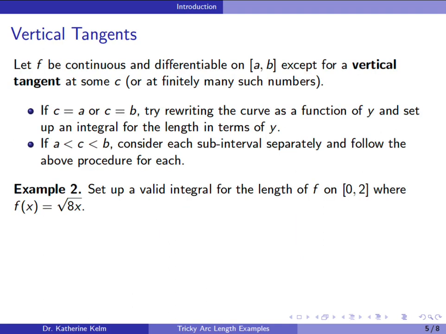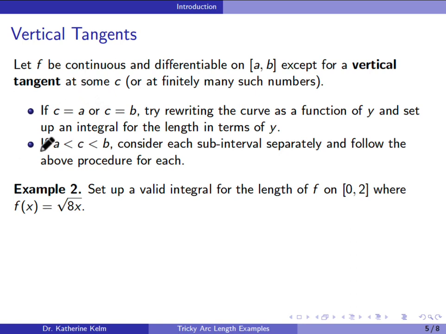So what about those vertical tangents? Now suppose f is a continuous and differentiable function except for a vertical tangent at some c. If c is one of the endpoints, what we'll do is we'll try to rewrite the curve as a function of y and set up an integral for the length in terms of y. This will work assuming that we have no other issues between a and b, because if there's a vertical tangent when the function is written in terms of x, that will become a zero slope in terms of y.